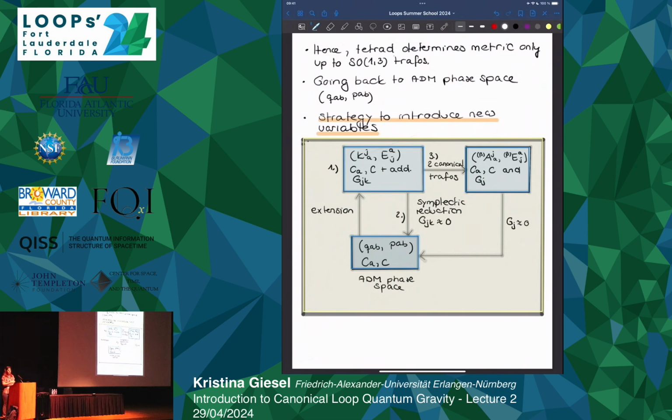Now the question is, if we have this extended phase space and different variables, how can we rediscover the ADM phase space, which is describing our physics? And this we can do by reducing with respect to these additional constraints, here with respect to G_jk, and here with respect to the G_j constraint. And one can show, and I will briefly explain why this is the case, that you then get back to the ADM phase space, which means you indeed describe the same physics even if you're up here and have chosen new variables.